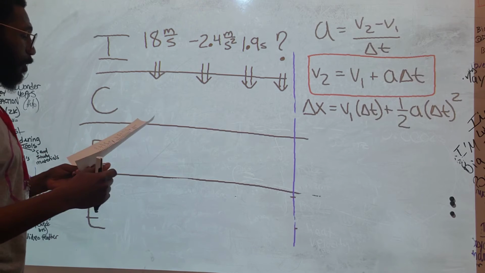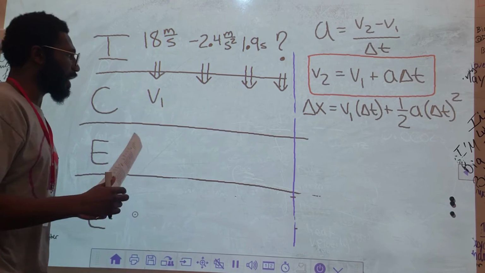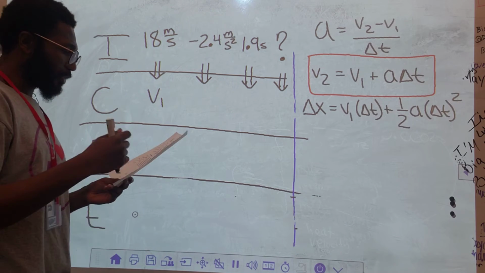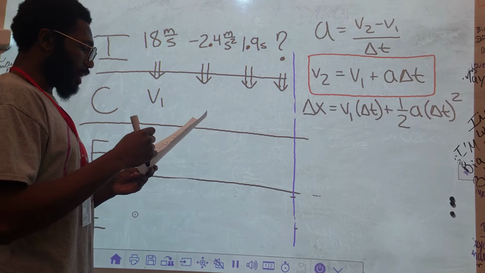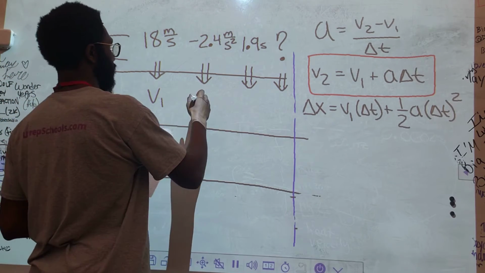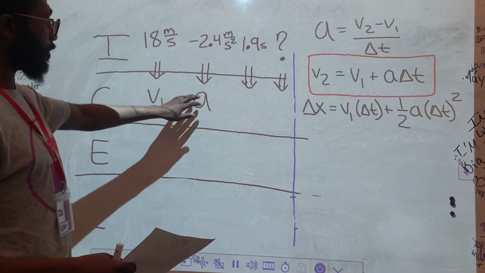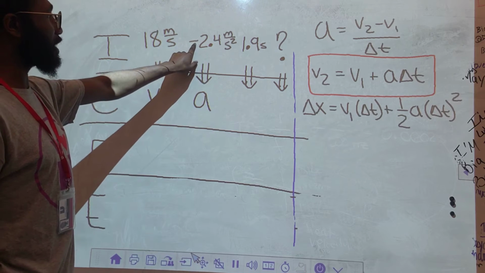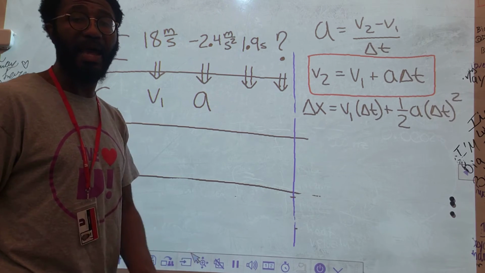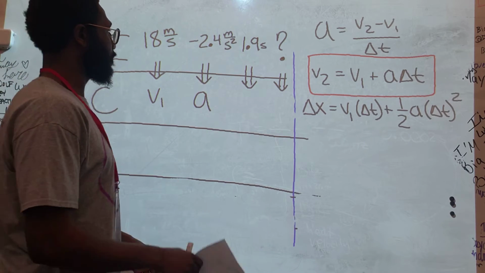So it says a dodgeball has an initial velocity, okay? Initial velocity is the starting velocity, or V1, okay? Then it says it accelerates at negative 2.4 meters per second squared. So it told us that it accelerates, so we know that's acceleration. Now this acceleration is negative, which means this dodgeball will be slowing down, okay? So just make sure to take note of that.